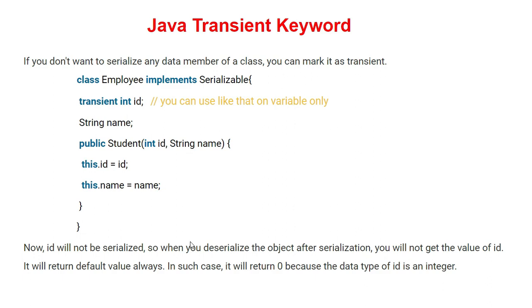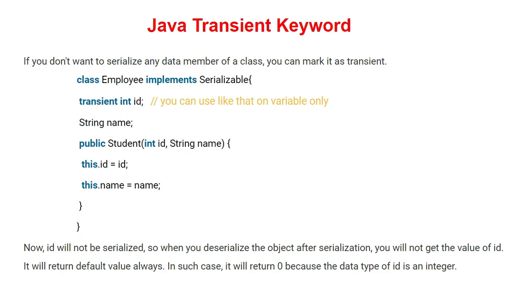Now the ID will not be serialized, so when you deserialize the object after serialization, you will not get the value. Whenever you serialize your utility class or model class and then deserialize it, you can't get the ID value. It will always return the default value. In this case it will return ID as 0 because the ID is an integer. I hope you understood, but let me take a quick example for that.